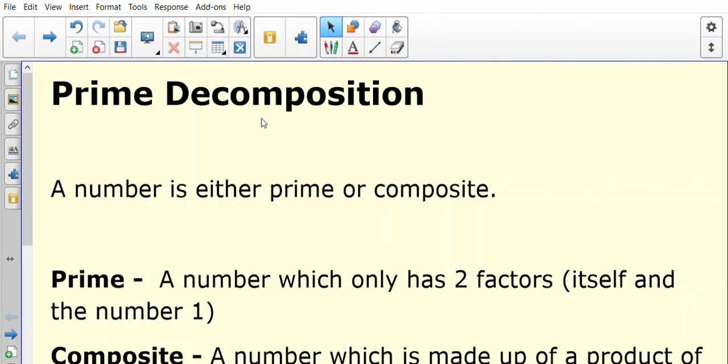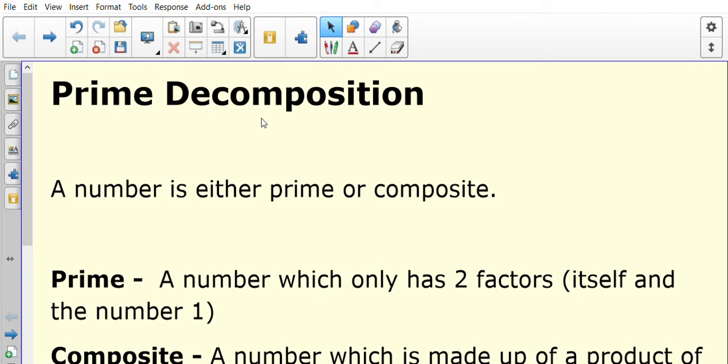This is a video about prime decomposition. So we at this point have already looked at what a prime number is, and just to remind yourself, a prime number is a number which only has two factors. In other words, it can only be divided by two numbers, and those two numbers are the number itself and the number 1. Okay. Whereas a number can only be prime or composite.